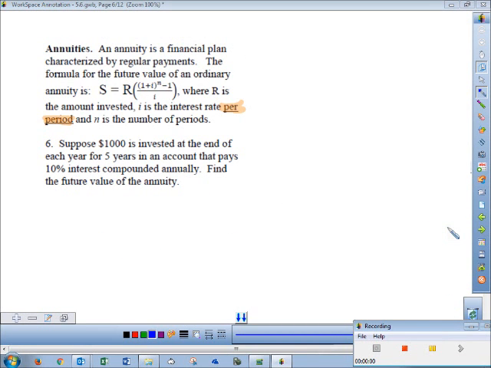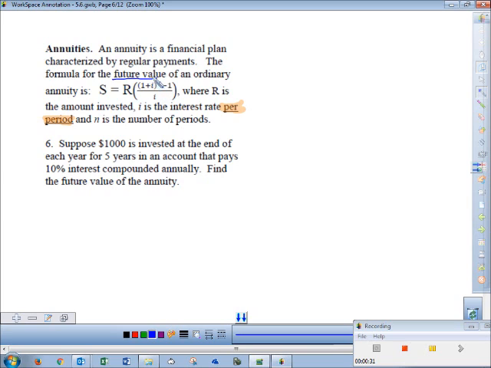All right, now on to some annuities. An annuity is a financial plan characterized by regular payments. Now, there's lots of types of annuities out there. If you want to know more, you can go to YouTube and see what kinds of annuities are out there. But now, instead of just putting one lump sum away, we're going to do regular payments, so like maybe $50 a month or $1,000 a year or something like that. So regular payments.